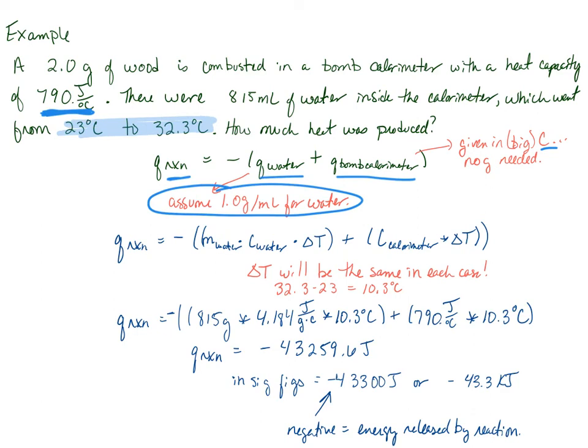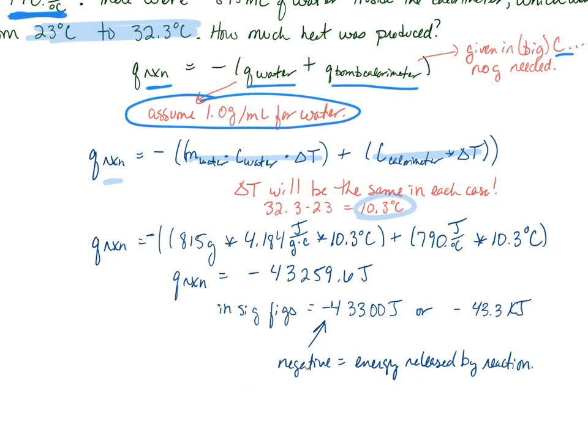So that means that the Q of the reaction is going to be equal to the Q of the water, which is mass of water times C of water times change in temperature, plus the Q of the bomb calorimeter, which is the C of the calorimeter times the change in temperature. So the change in temperature is the same in both cases. Let me move this up just a little bit here. And we just plug and chug at this point.